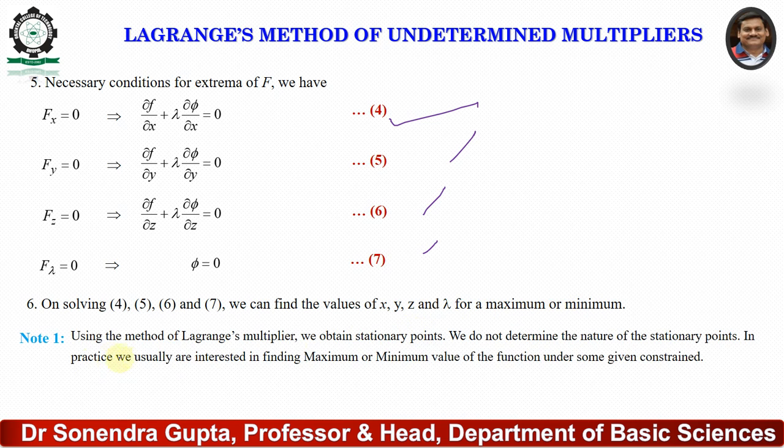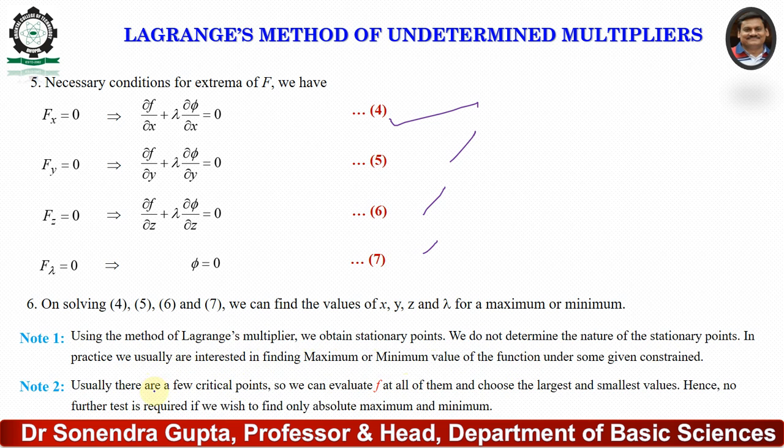Using the method of the Lagrange multiplier, we obtain a stationary point. We do not determine the nature of the stationary point. In practice, we are usually interested in finding the maximum or minimum value of the function under some conditions. Point number 2: usually there are a few critical points, so we can evaluate f at all of them and choose the largest or smallest value. Hence no further test is required if we wish to find only the absolute maximum or minimum.